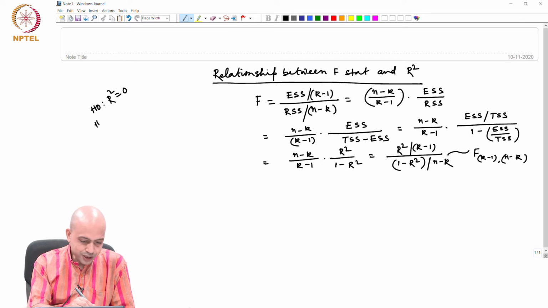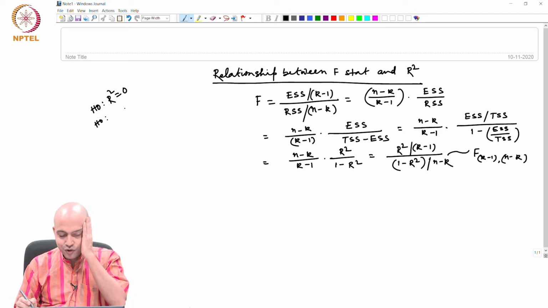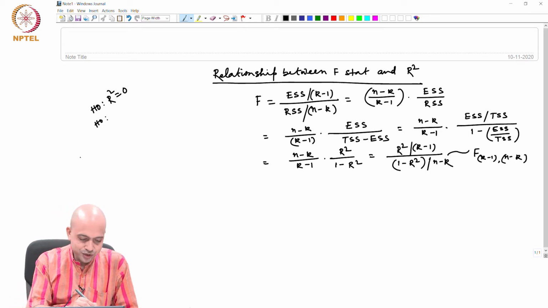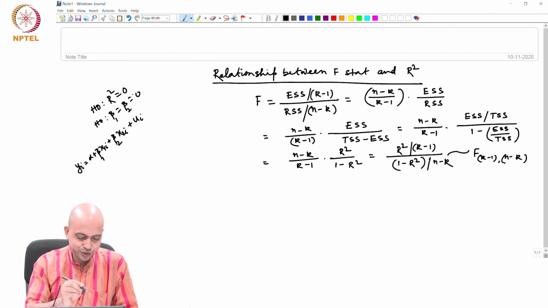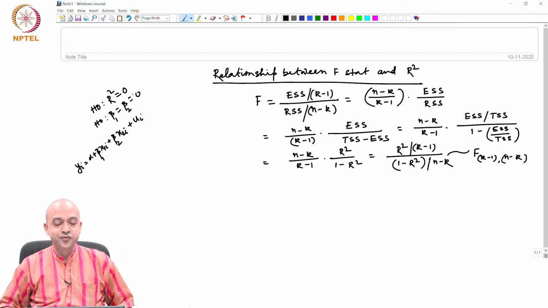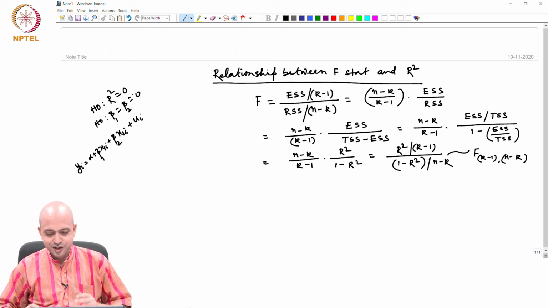Alternatively, we can write this hypothesis as follows. Let us say that our model was y i equals alpha plus beta 1 x 1 i plus beta 2 x 2 i plus u i, then alternatively we can write the null hypothesis as beta 1 equals beta 2 equals 0. So, that means the same overall significance of the model that we have derived earlier.